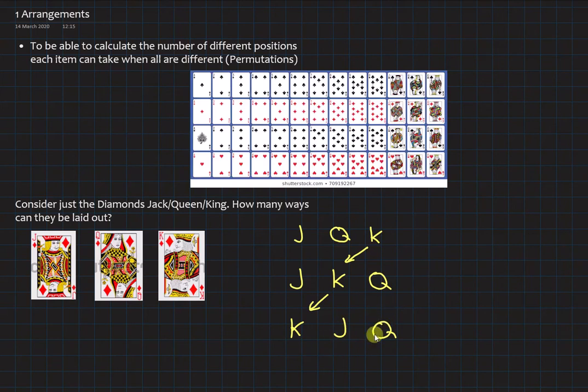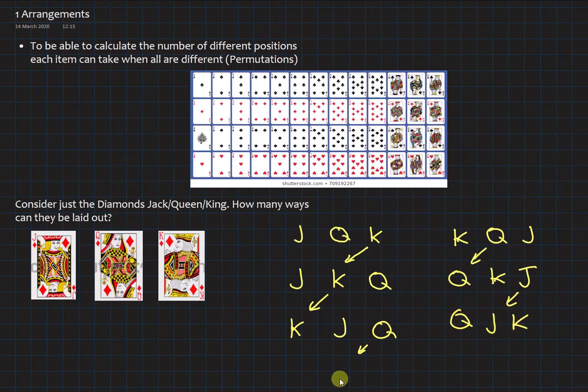In the next lot, I'm going to move the Queen over. So I've got a King, the Queen replaces where the Jack was, and therefore the Jack's been shoved to the right. Move it over once more, the Queen moves the King and the Jack over. And the last one I've got is I've got to move the Jack across one. Queen, Jack, King.